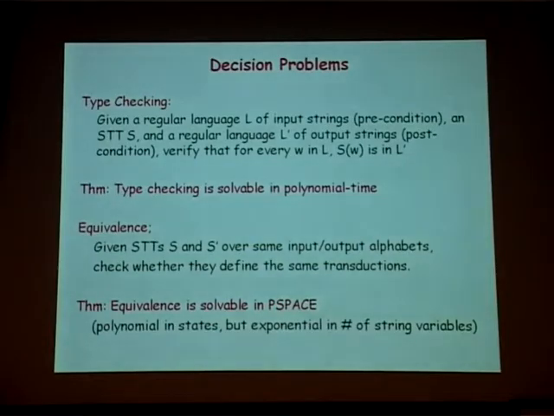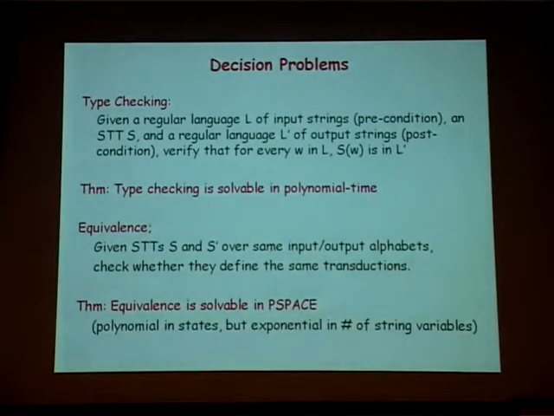So in the world of transducers, this pre-post condition problem is called type checking. I'm given a regular language of input strings, I'm given a transducer, and I'm given a regular language over outputs, and I want to check whether, if the input is in L and I apply the transduction, I am guaranteed that the output is in the post condition? And that problem of type checking can be solved in polynomial time.